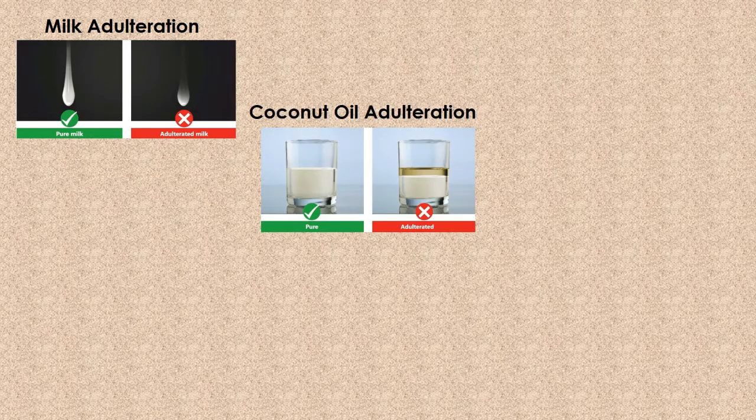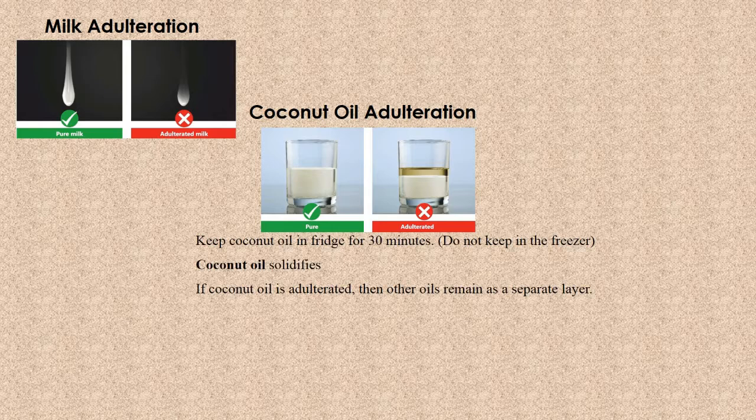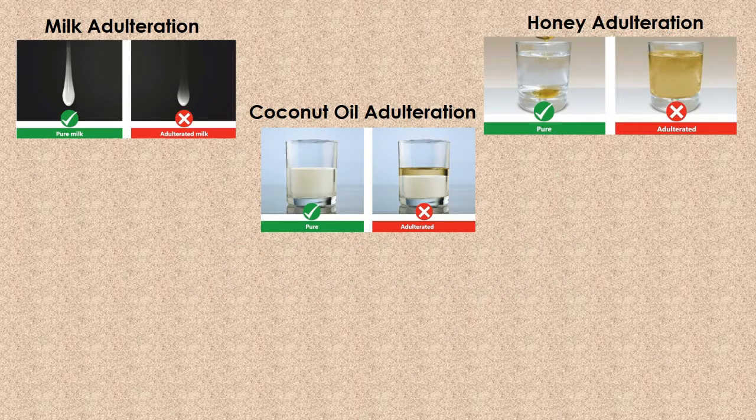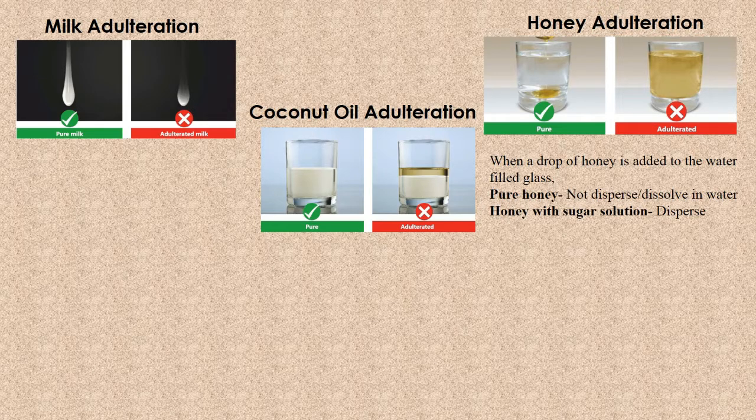If you keep the coconut oil in fridge for 30 minutes, do not freeze it, this will solidify coconut oil, and if it is adulterated, then other oils remain as a separate layer. Adulteration in honey with sugar solution can also be checked. If a drop of honey is added to a glass filled with water, pure honey will not disperse or dissolve in water, while honey with sugar solution will.